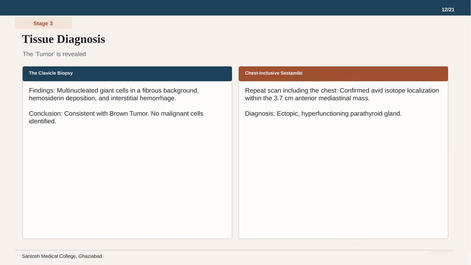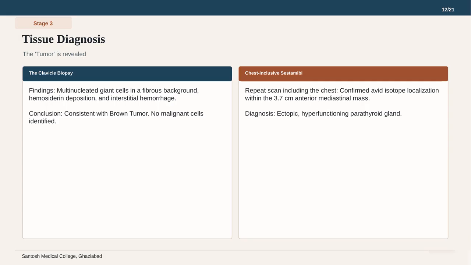In stage 3, we get the definitive tissue and imaging results. On the left, the clavicle biopsy findings are listed. Multinucleated giant cells in a fibrous background with hemosiderin deposition. This is perfectly consistent with a brown tumor, and importantly, no malignant cells were identified in the bone itself. This confirms that the lytic lesions are a consequence of the hormone excess, not a primary cancer.